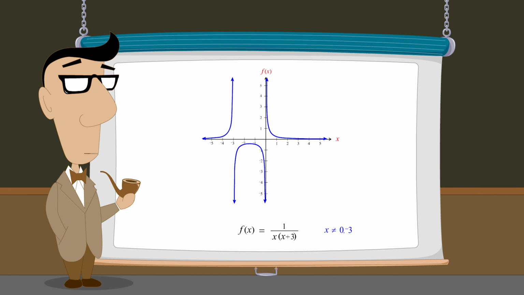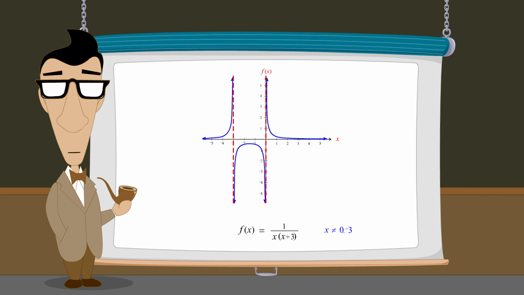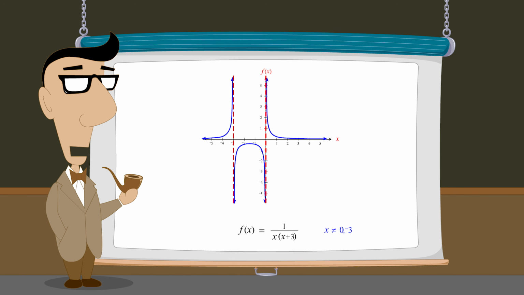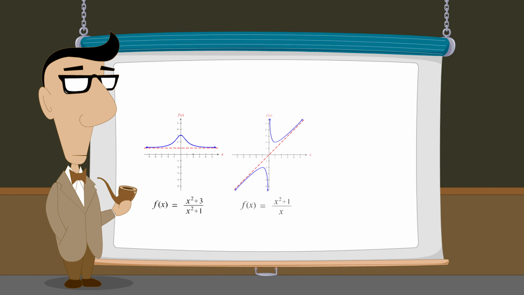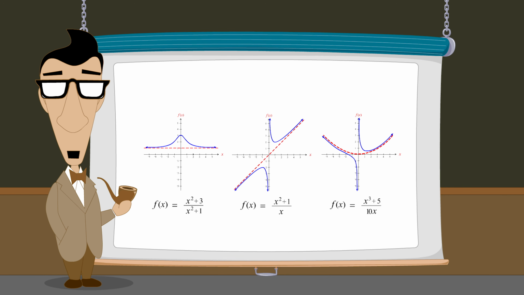In this lecture, we have seen how identifying a rational function's vertical asymptotes is an important step in sketching the function's graph. In the next lecture, we will see how to identify several other types of asymptotes that can also be extremely helpful in graphing these functions.